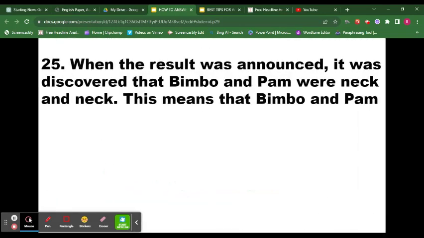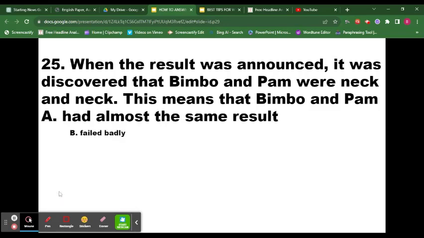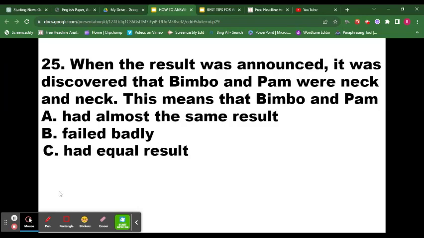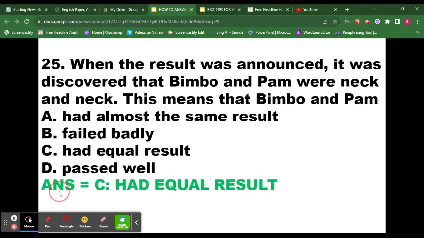Now, question number 25. When the result was announced, it was discovered that Bimbo and Pam were neck and neck. When you are neck and neck with your opponent in a competition, then you are having the same result. This means that Bimbo and Pam A had almost the same result, B failed badly, C had equal results, D passed well. Of course, the answer is C, had equal result.